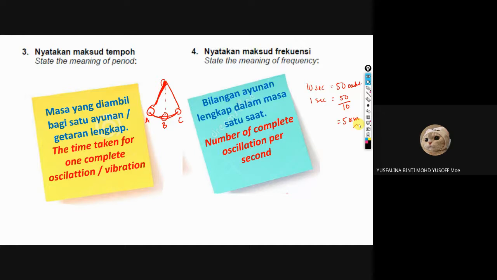You have to know the difference between the period and the frequency. Period is the time taken for one complete oscillation, but frequency is the number of complete oscillations in 1 second.